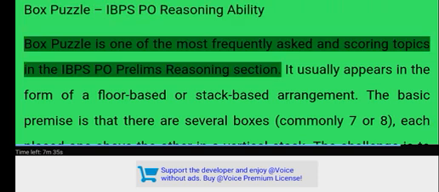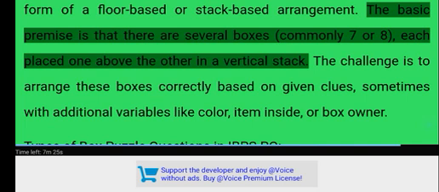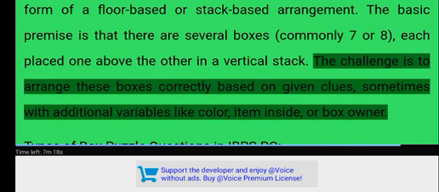Box puzzle is one of the most frequently asked and scoring topics in the IBPS PO prelims reasoning section. It usually appears in the form of a floor-based or stack-based arrangement. The basic premise is that there are several boxes, commonly 7 or 8, each placed one above the other in a vertical stack. The challenge is to arrange these boxes correctly based on given clues, sometimes with additional variables like color, item inside, or box owner.